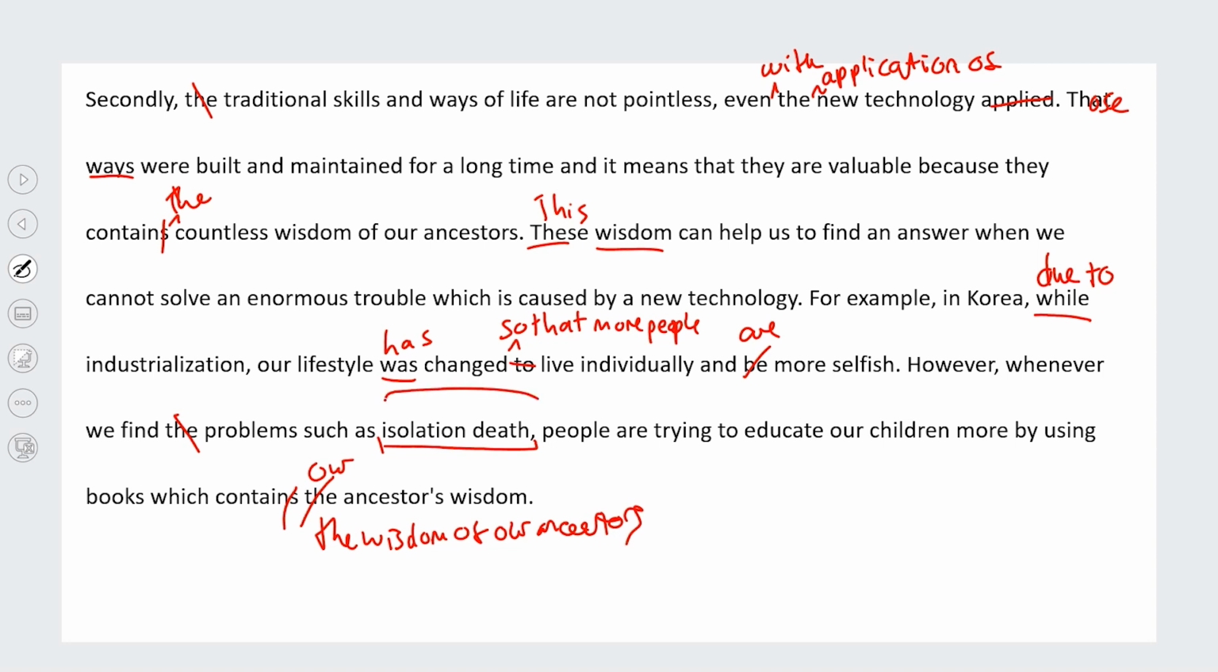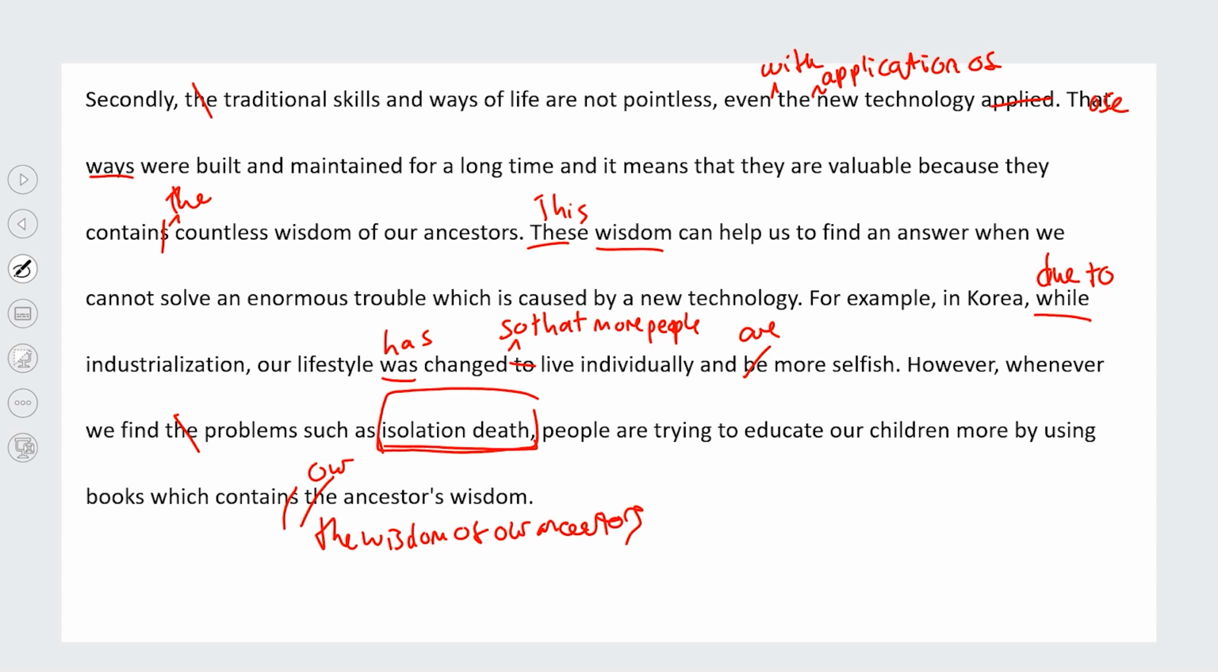What is an isolation death? I'm guessing that's a direct translation of a Korean term for something. I know in Japan they have special words for things like death from overwork or things like that. Isolation death is not a concept I'm familiar with as a British person. It's not a word combination that we use.